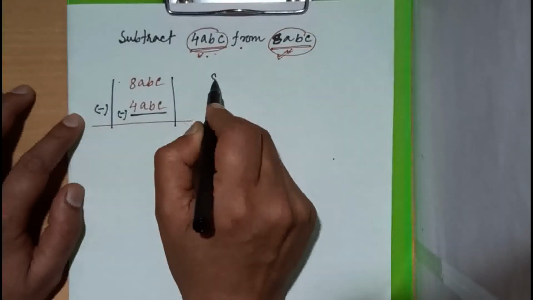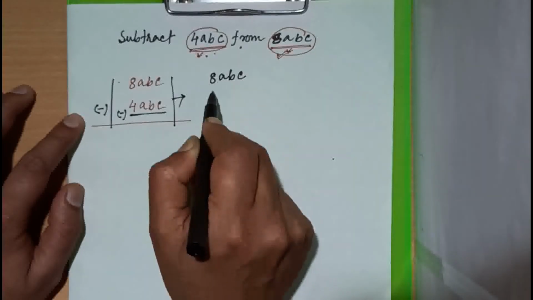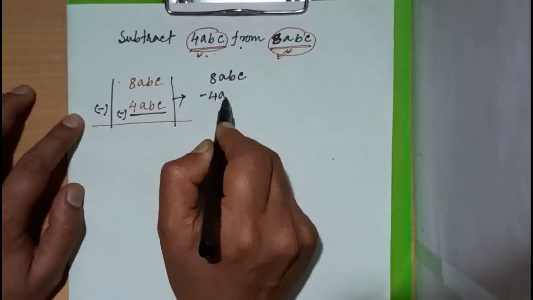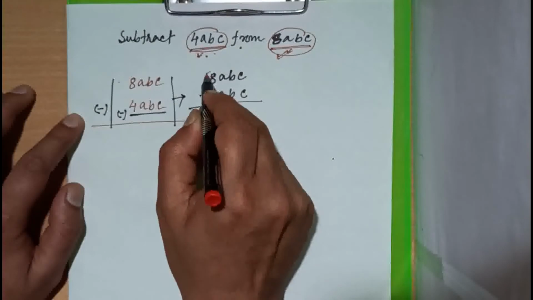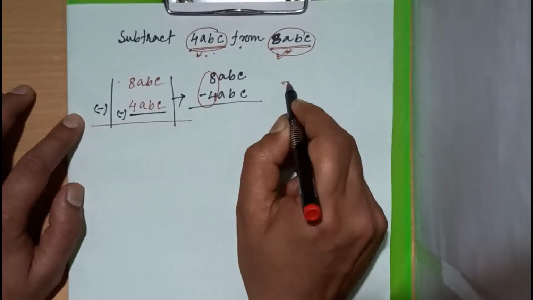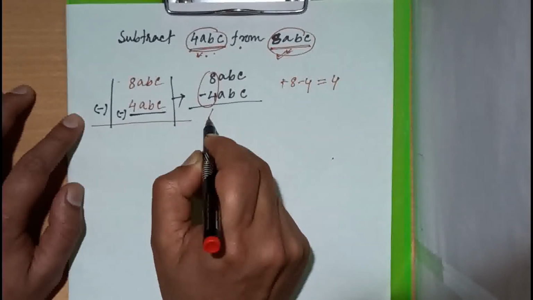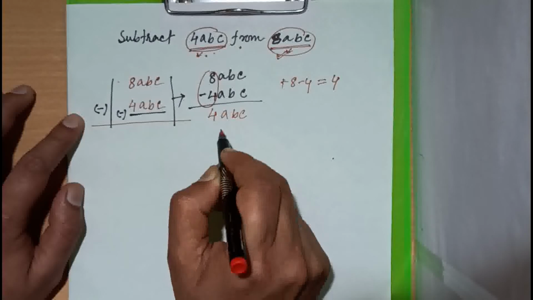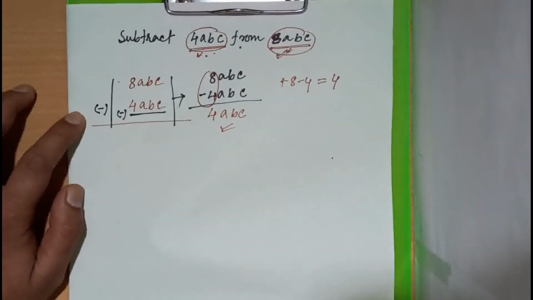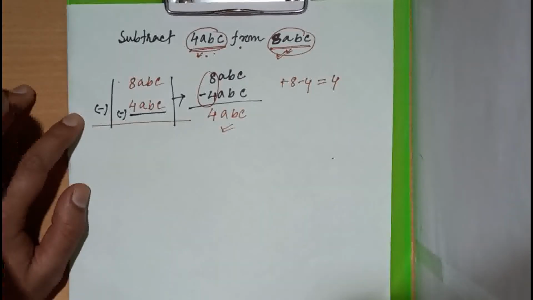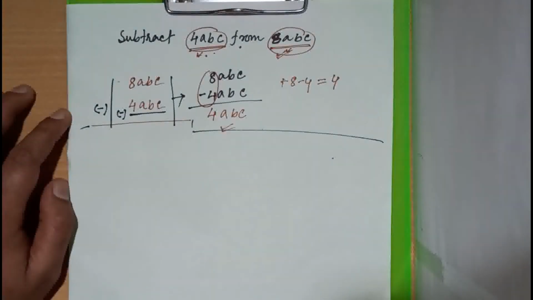So what addition is it now? The entire sum now becomes 8abc minus 4abc. So you tell me what is the answer. 8 minus 4 is equal to 4, after that abc. That's it. So the subtraction is very easy, it is the same as addition. Now let me take another example so that your concept will be clear.